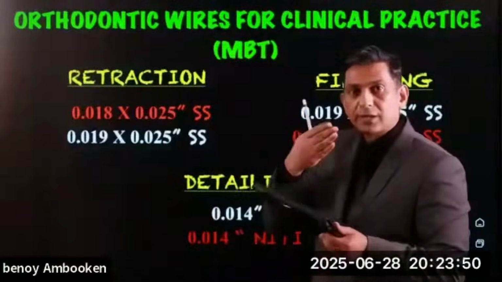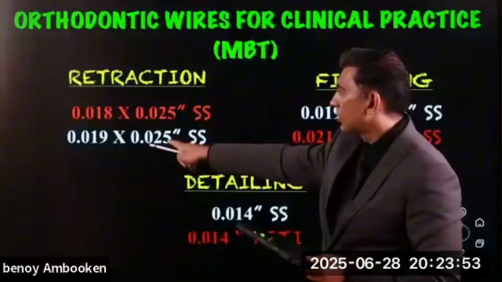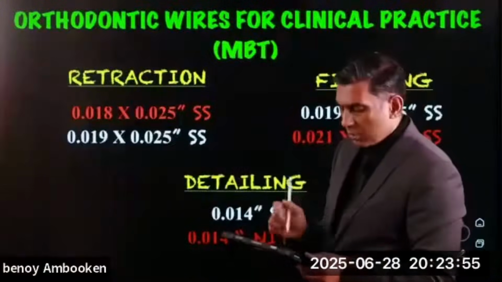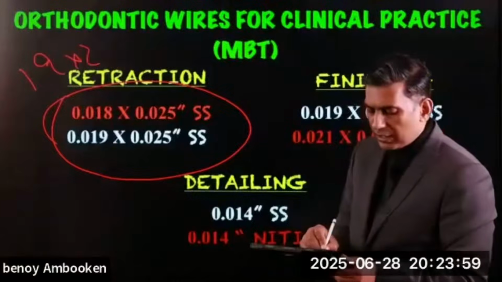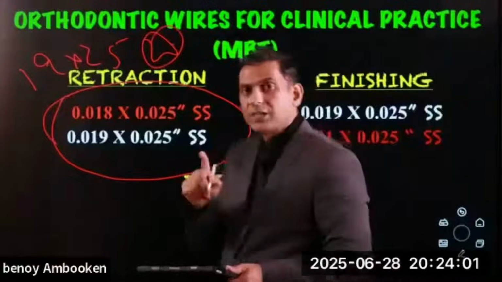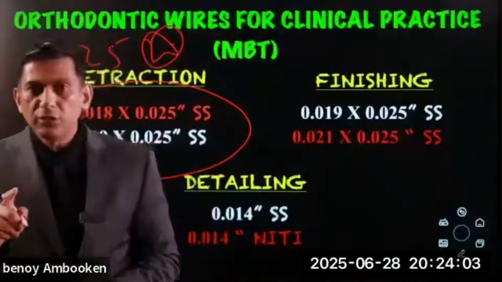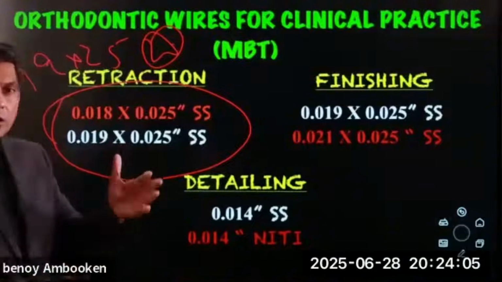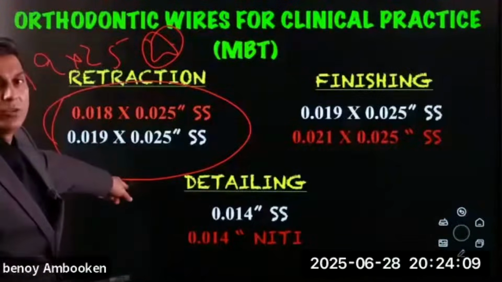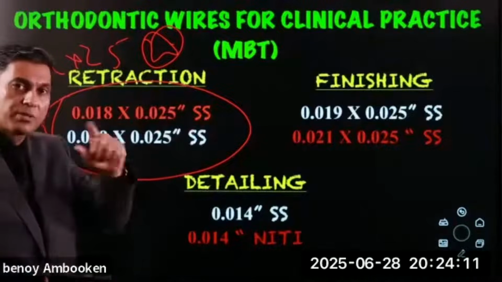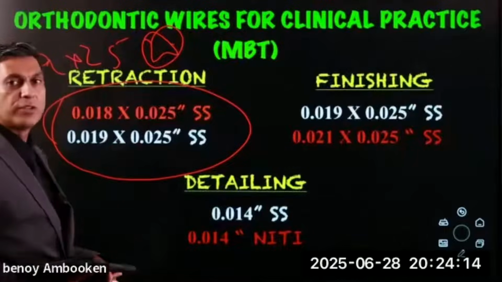You don't want over retraction. Best wire of retraction is 19x25 stainless steel. But all these are placed only after placing 19x25 nitinol as the leveling wire. So your targeted leveling wire is 19x25 nitinol. Your targeted retraction wire can be either 18x25 stainless steel or 19x25 stainless steel. If you ask me, the best wire of retraction is 19x25 stainless steel.